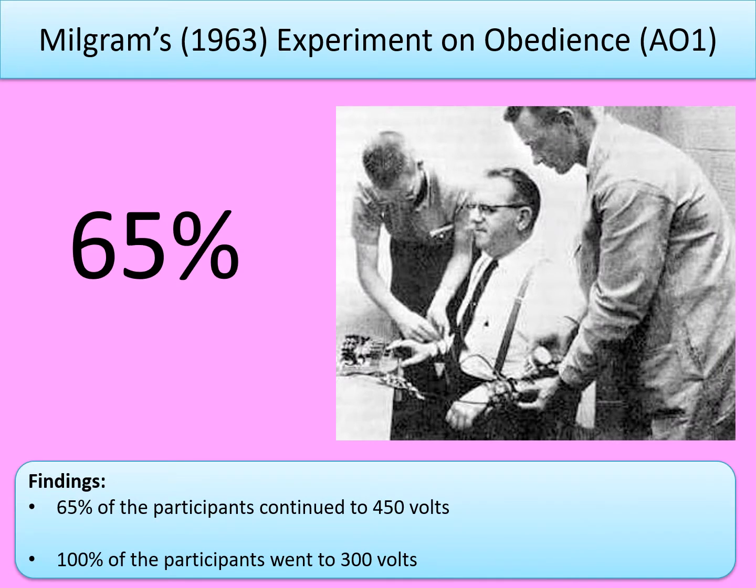The findings, the most important finding in big letters there, or big numbers there, it says 65%. So the most important finding was that 65% of the original participants continued all the way to 450 volts, which, as we know, would be enough to kill you. Another finding was that 100% of participants went to 300 volts, and at that point, I think 5 people dropped out, but that was at the point that the learner, the confederate, started really shouting and complaining in the other room, and they'd be able to hear that.